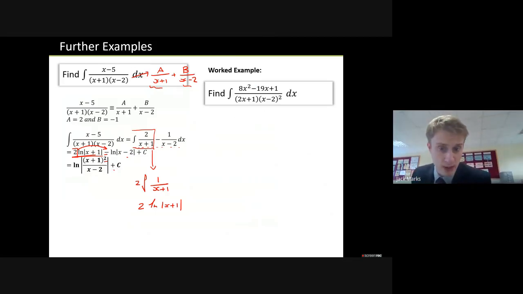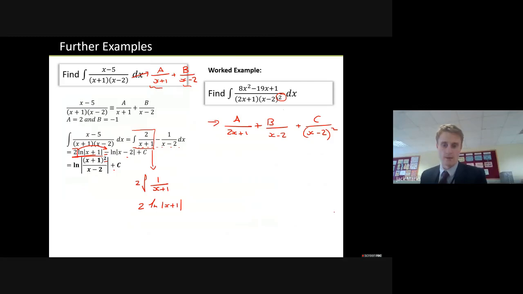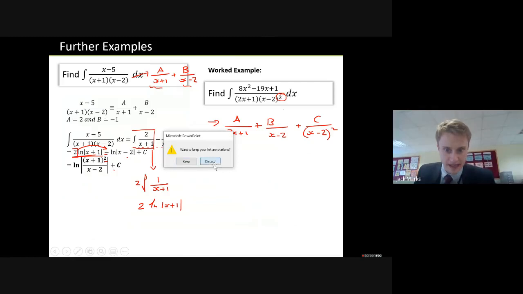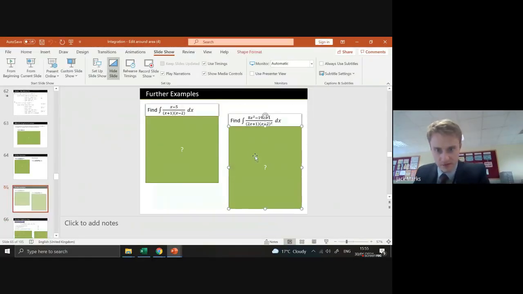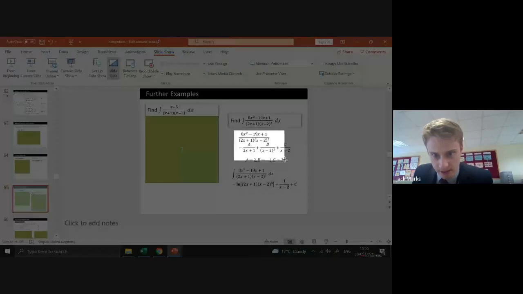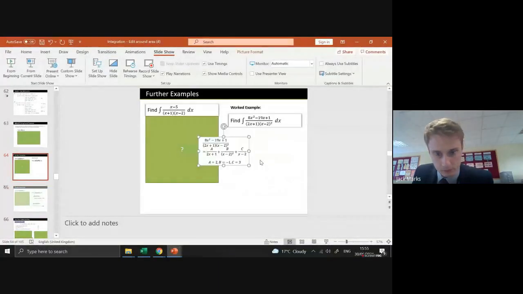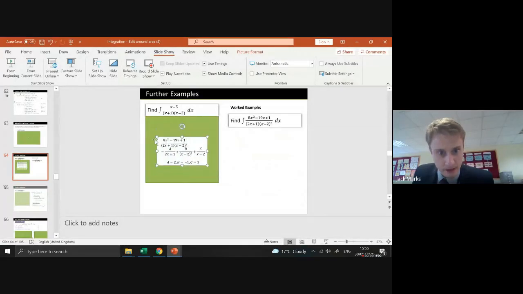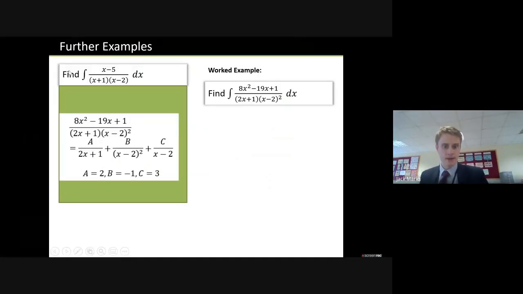Something like this is more difficult, more likely to trip you up. This has a repeated factor. So this is going to be a number over 2x plus 1 plus a number over x minus 2 plus a number over x minus 2 squared. That's the special case of the repeated factor appearing there. You need to watch out for that one. I'm going to jump ahead a little bit and take the answer for A, B and C. I'll just put it over there for now. So if we pretend I've done that, I get these values.